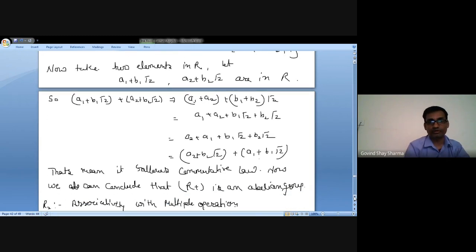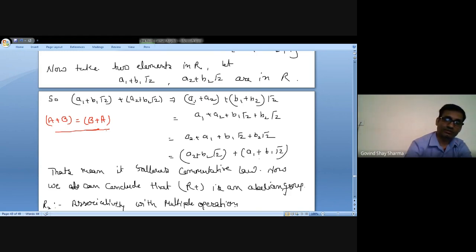Commutative property means a plus b is equal to b plus a. If any group follows this property, then it is called an abelian group. So R plus is an abelian group.